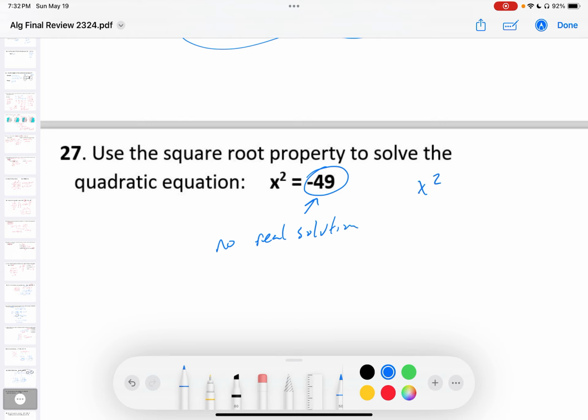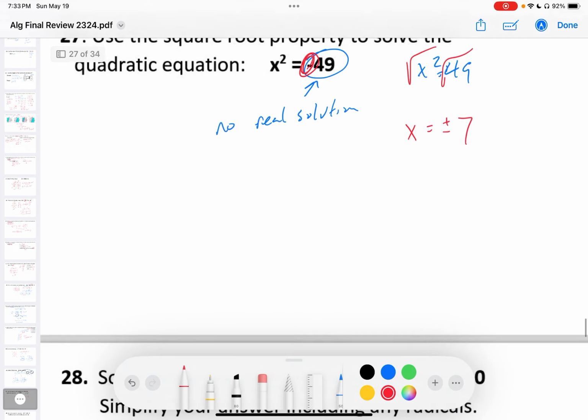If it was x squared equals 49, then we square root both sides, we would get x equals positive or negative 7. But because of this negative here, it didn't matter what the number was after it, x squared equals negative anything is no solution.